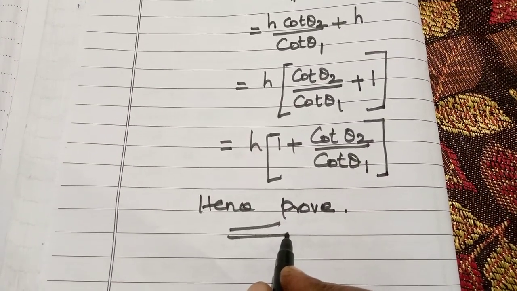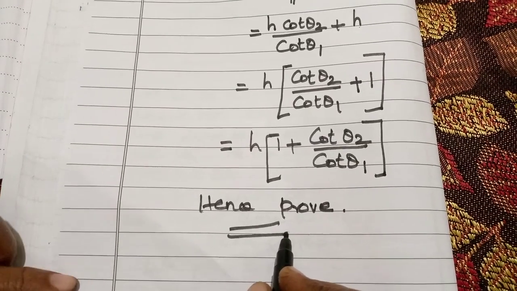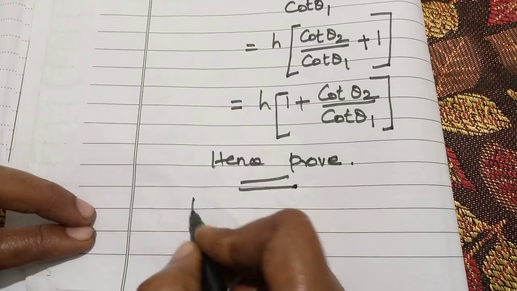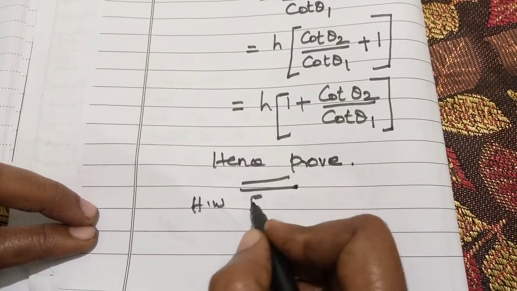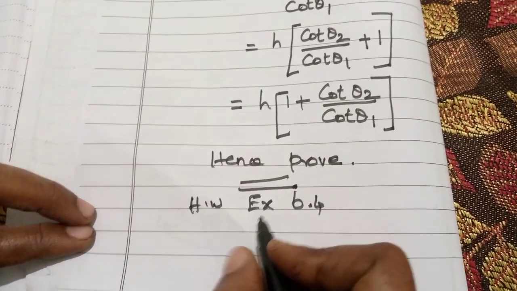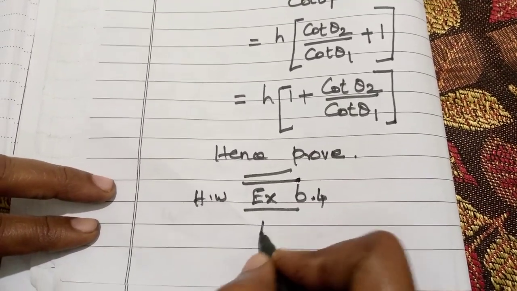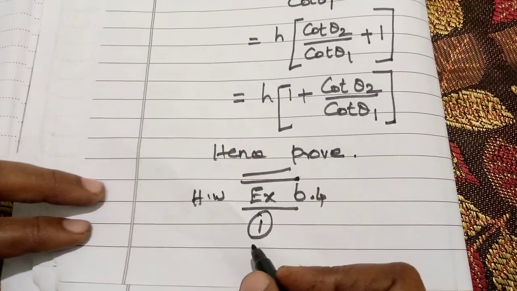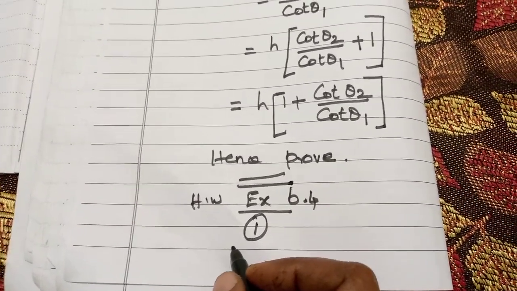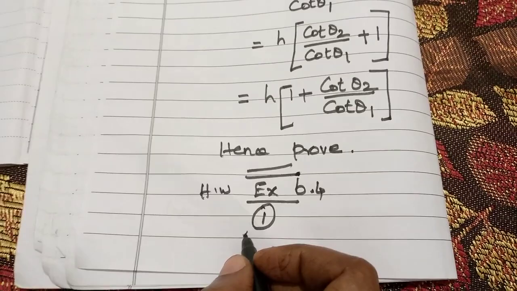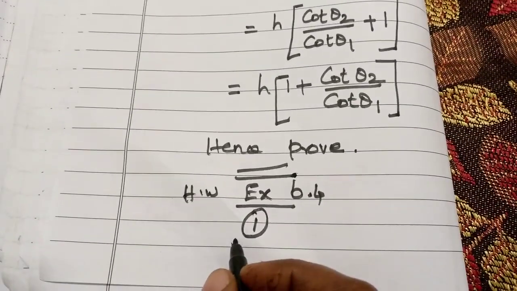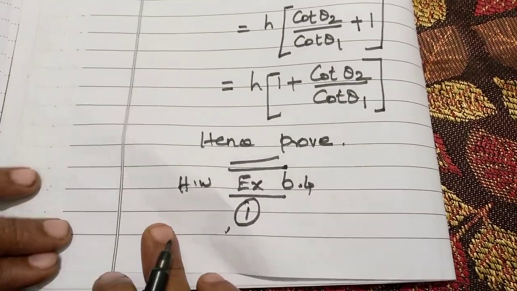One homework I have given today: exercise 6.4, question number 1. That first example today we did, example 6.31, the same model only, completed. These are today's portion.